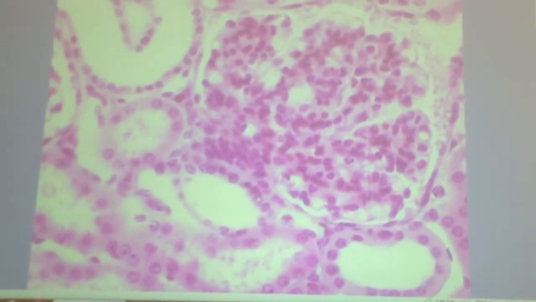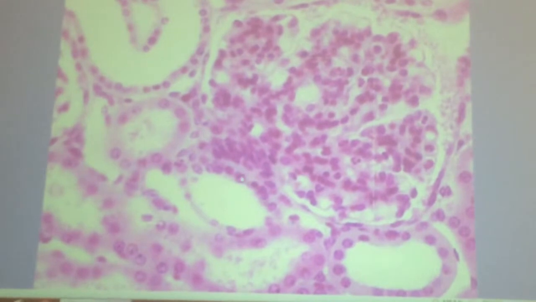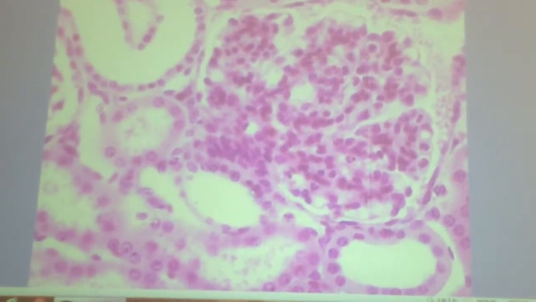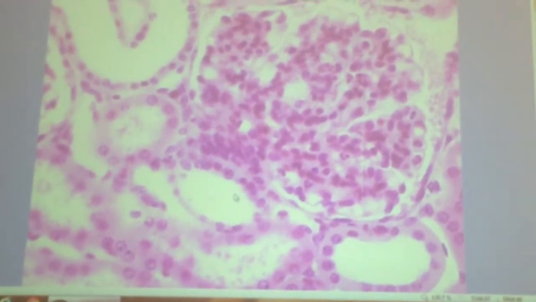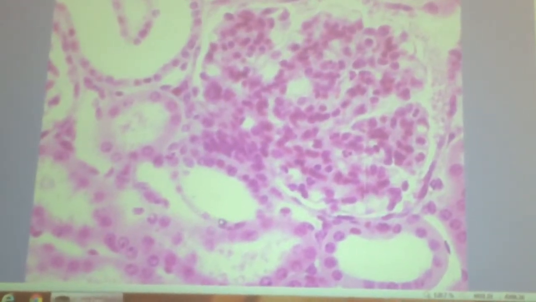And you can see that the cells right here that line the wall of this tubule, they're kind of a little bit more tightly packed, densely packed together. They're usually a little bit taller than their counterpart on the other side. These are macula densa cells.